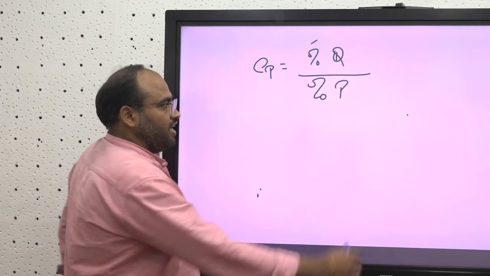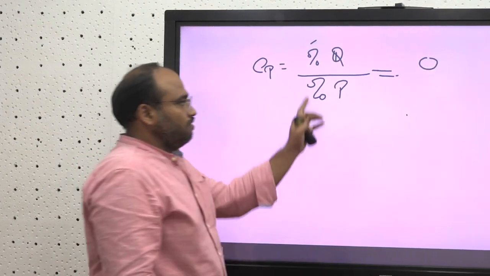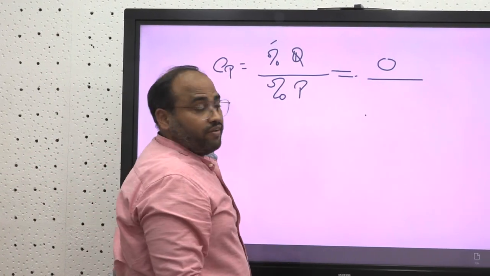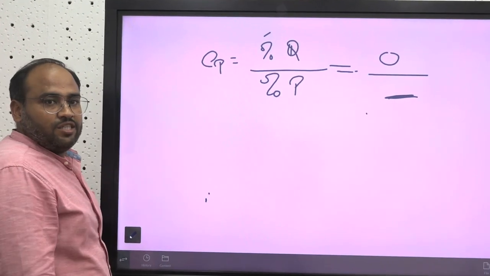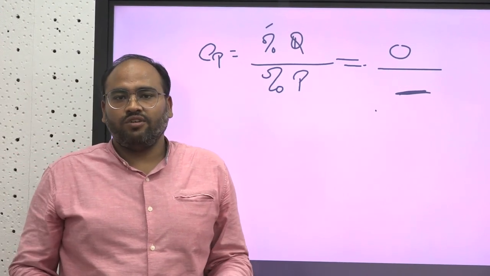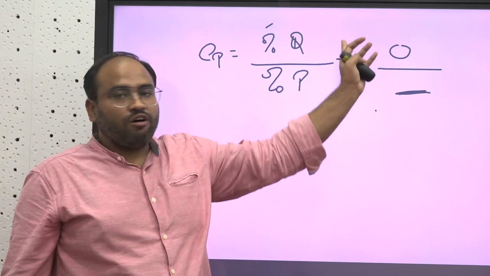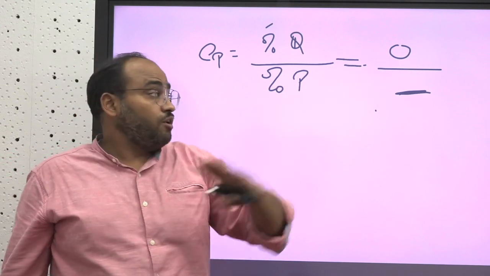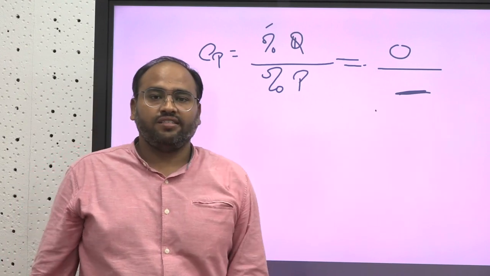And in this situation, the numerator will always be zero, irrespective of what the value at the denominator would be. That's why this situation is known as a perfectly inelastic situation. A perfectly inelastic situation is a situation in which the percentage change in quantity is irrespective of the percentage change in price.